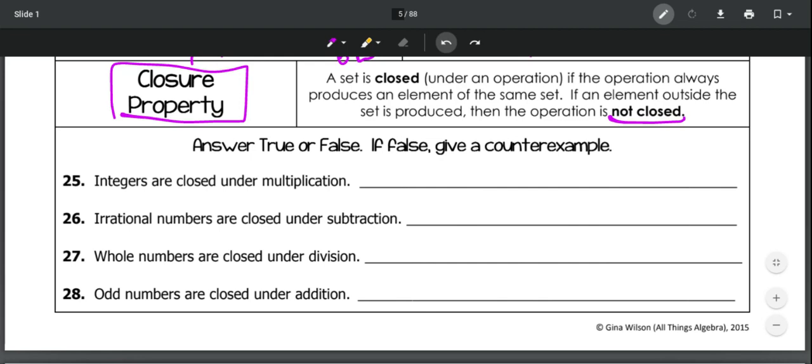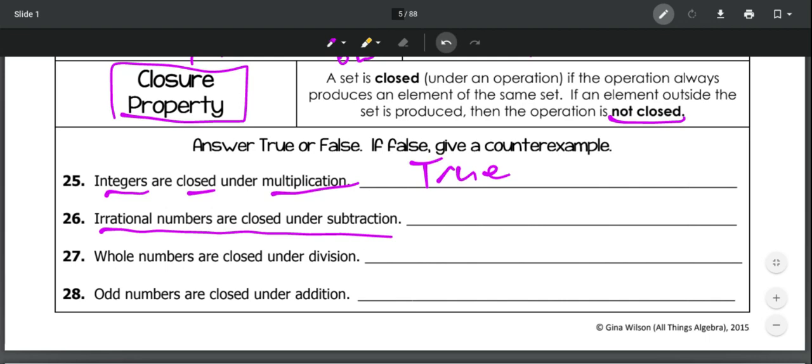An easy way to remember these is if you can find a counterexample, that means it's false. Otherwise, it's always true. So let's look at the first one. Integers are always closed under multiplication. That means, can I take two integers, multiply them together, and always get an integer? And the answer is yes, it's true. You can do it for any integer you can find. I promise you'll get an integer out of it.